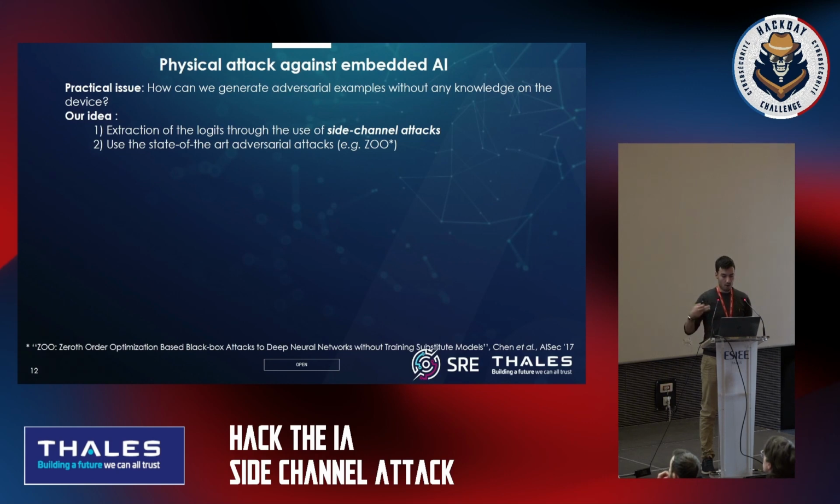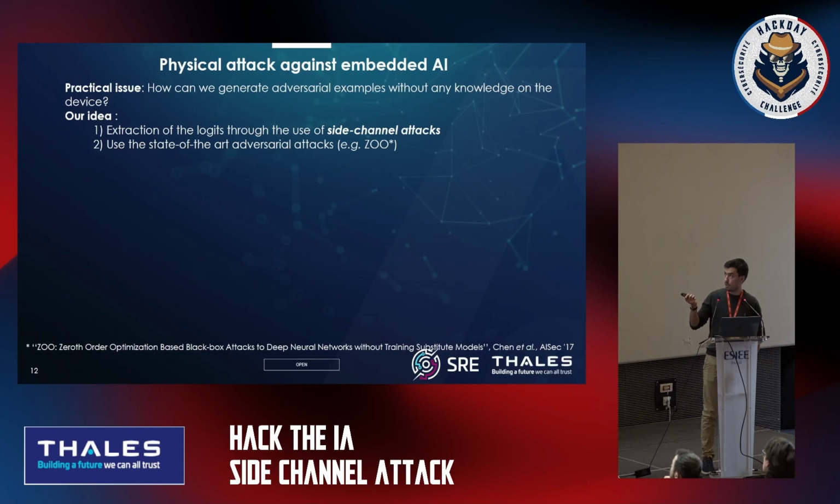Once this first phase is conducted, the adversary has access to the logits, so he can conduct state-of-the-art adversarial attacks, such as, for example, the ZOO framework that we used. ZOO stands for zeroth order optimization. It's just an optimization problem that can be solved in order to generate an adversarial example. So our attack is decomposed in two phases: extract the logits with side-channel attacks, and then generate the adversarial examples. But concretely, how can we conduct this specific scenario?